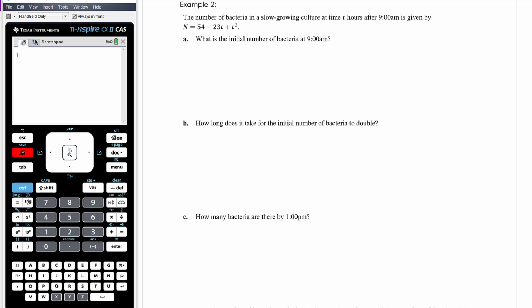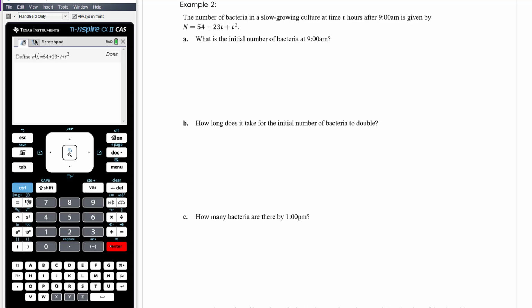All right, so here I've got a function. The number of bacteria in a slow-growing culture at time t hours after 9 a.m. is given by this rule here. Okay, so I'm going to define my function first. This time I'm going to do it by defining it in the calculator screen. So menu 1.1 for define. And this function is n in terms of t. So in function notation, it is n of t. And it is equal to 54 plus 23t plus t cubed. Enter. Right, defined. Now we can use it quickly and easily.